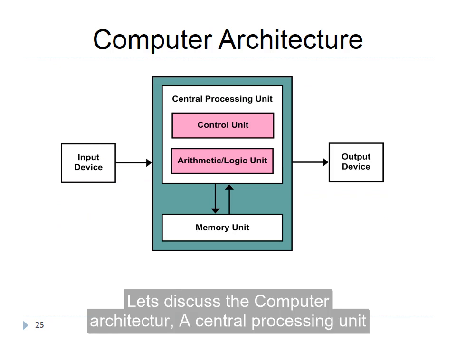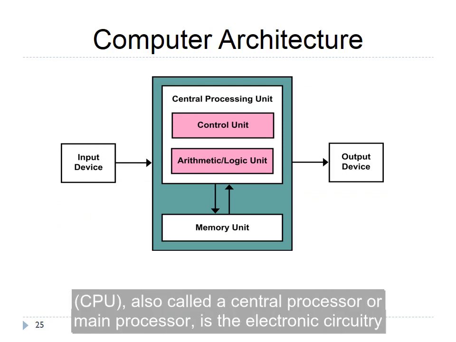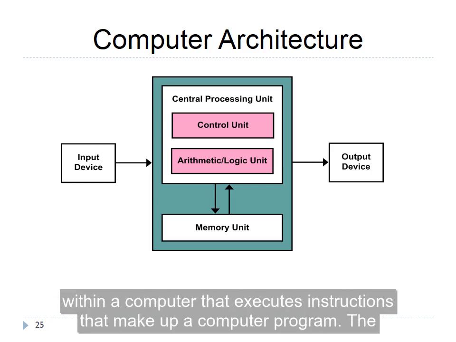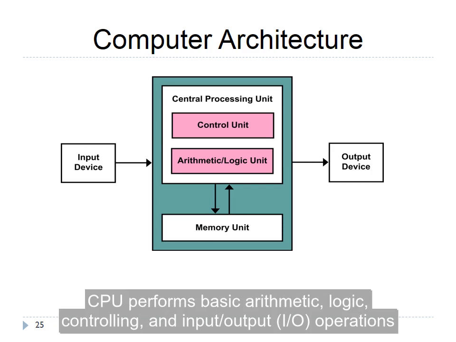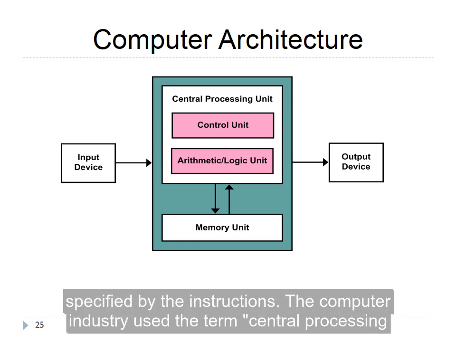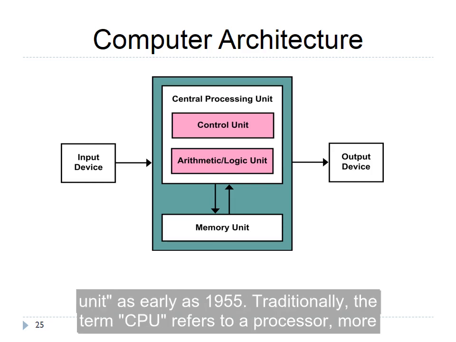Let's discuss the computer architecture. A central processing unit is also called a central processor or main processor. It is the electronic circuitry within a computer that executes instructions that make up a computer program. The CPU performs basic arithmetic, logic, controlling, and input-output operations specified by the instructions. The computer industry used the term central processing unit as early as 1955.